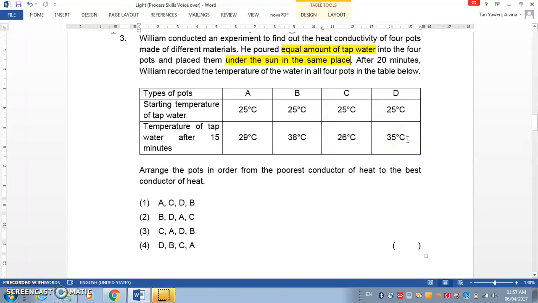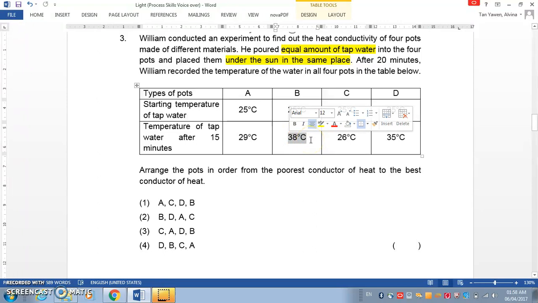So, which one is made up of the best conductor of heat, and which pot is made of the poorest conductor of heat? We recall the best conductor of heat is able to allow heat to travel through it faster. Because it allows heat to travel through it faster, it will definitely get warm at a quicker time. So over here, this 38 degrees Celsius temperature actually shows the best conductor of heat. And the one with the lowest temperature, which is in this case 26, is actually the poorest conductor of heat.